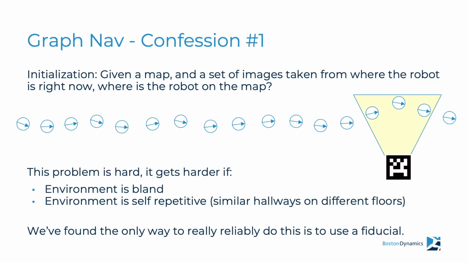A fiducial really helps us narrow down our search space. So if you recorded a map that was 1 kilometer long, if we use a fiducial, we don't have to search the entire kilometer to figure out where the robot is. We can just search the 2 or 3 meters in front of that fiducial. This makes the problem a lot easier.